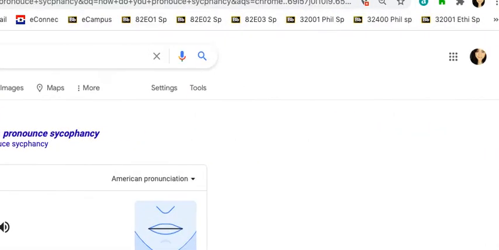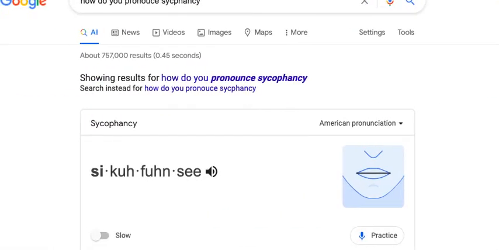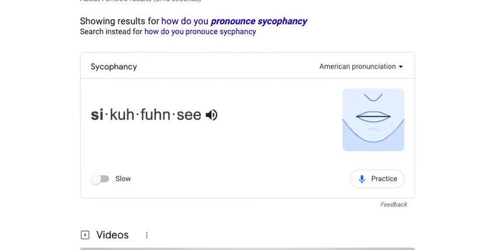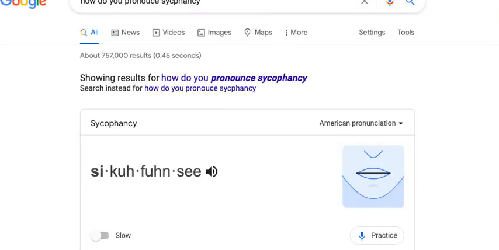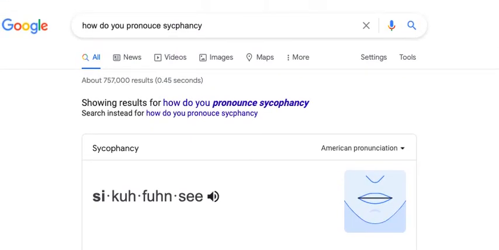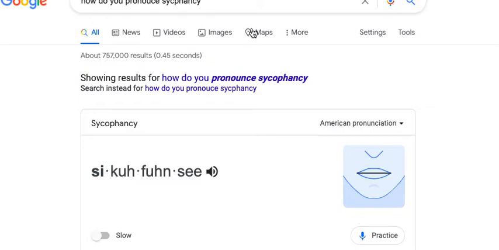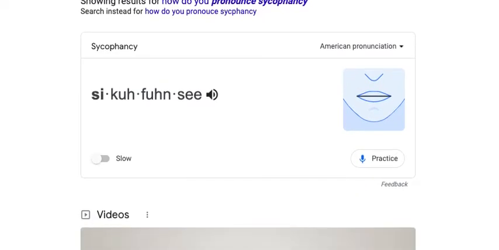Anyway, I discovered something very cool that I'm going to share with you that will help you in life, especially if English is a second language for you. Maybe you guys already know about this, but I just discovered it. You can Google a word and type in how do you pronounce whatever word you want to say. I didn't spell it correctly the first time, but it picked up on it. And then Google will let you practice. It'll say the word for you. Sycophancy. It shows you what the mouth looks like. Sycophancy. And it shows you the phonetic spelling of the word to help you pronounce it correctly.